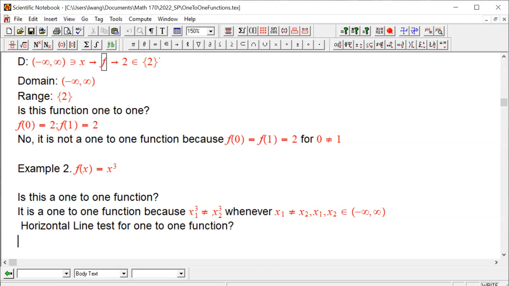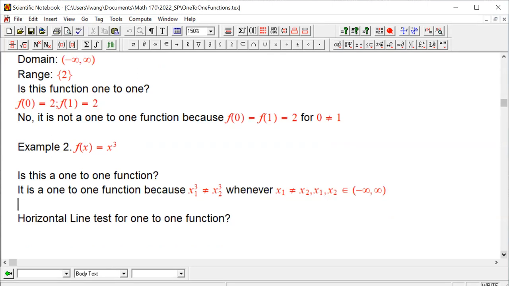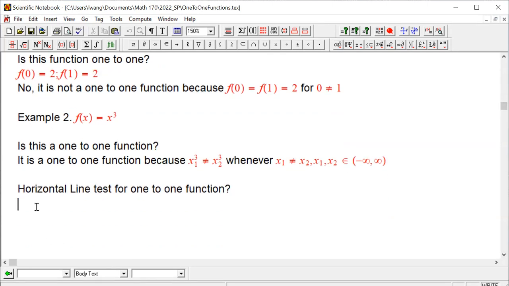Why horizontal line test? So first of all, what is a horizontal line test? What does it do? What is a horizontal line test? A horizontal line test is that if we're given a graph, it passes the vertical line test already.